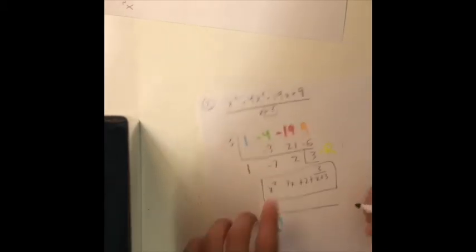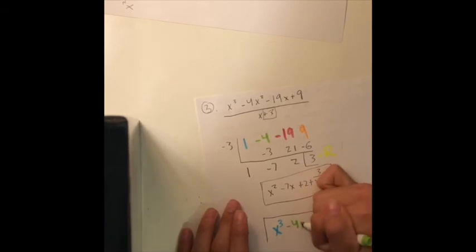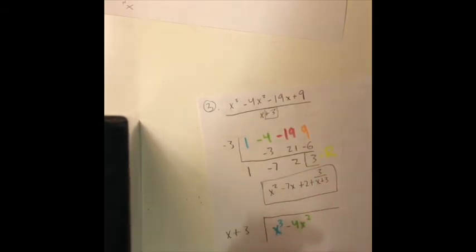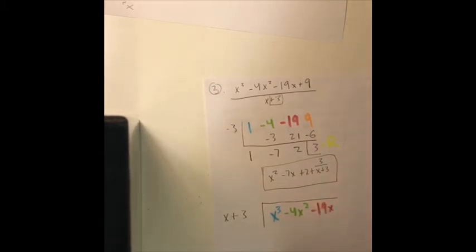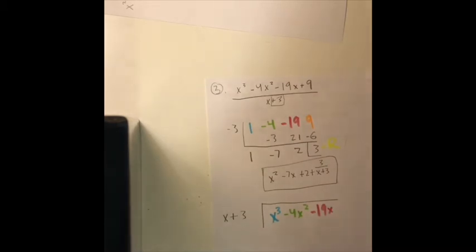Minus 4x squared, minus 19x, plus 9. Okay.